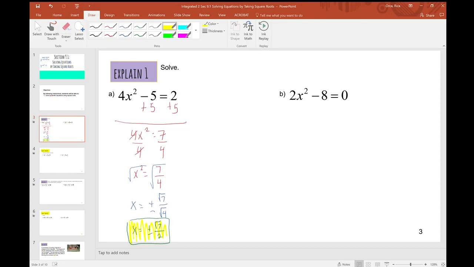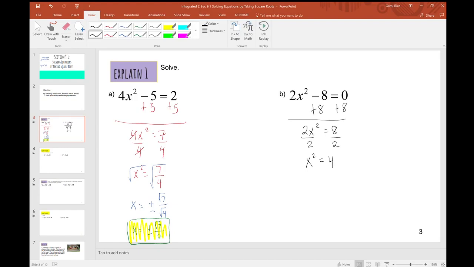Now let's look at problem B. Notice how we don't have a bx. So for this problem, we're going to use the square roots method. And so we're just going to solve for x directly by adding 8 to both sides. And that's going to give us 2x squared equals 8. And we're trying to isolate x, so let's divide 2 to both sides. And that's going to give us x squared equals 8 divided by 2 is 4.